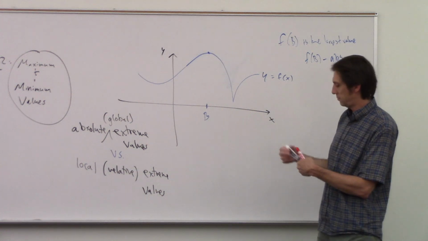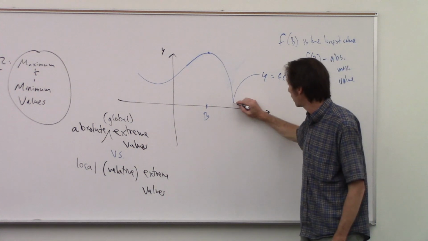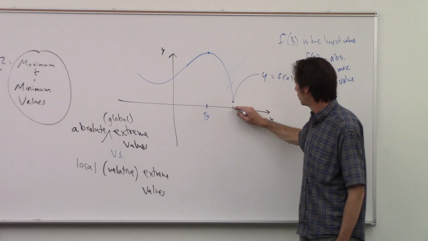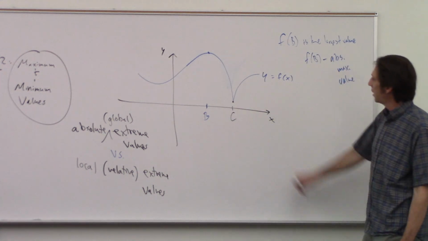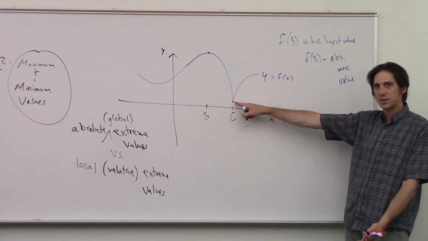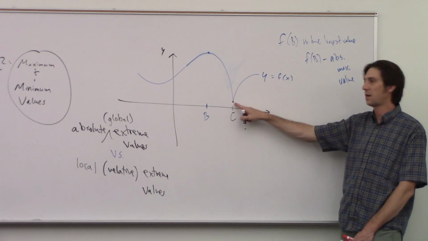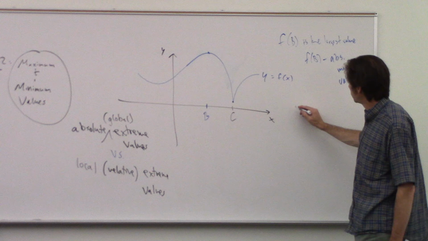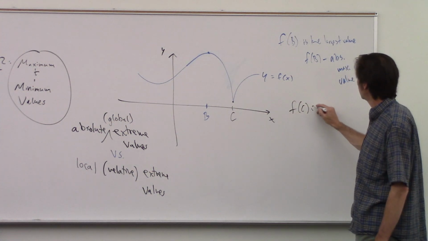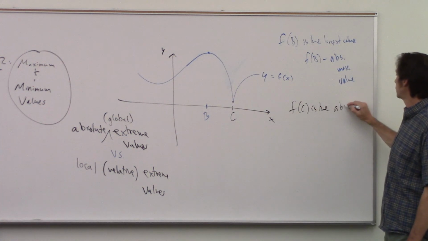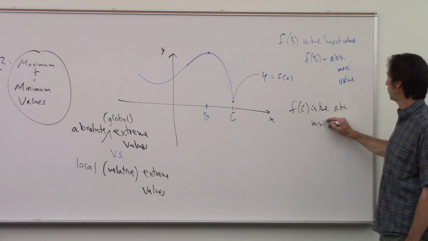Likewise, I see this low point right here on the graph. Let's call this location C. And very clearly, this is the lowest point on the graph. It's the smallest value that the function ever equals. And so what we could say is that f of C is the absolute minimum value.